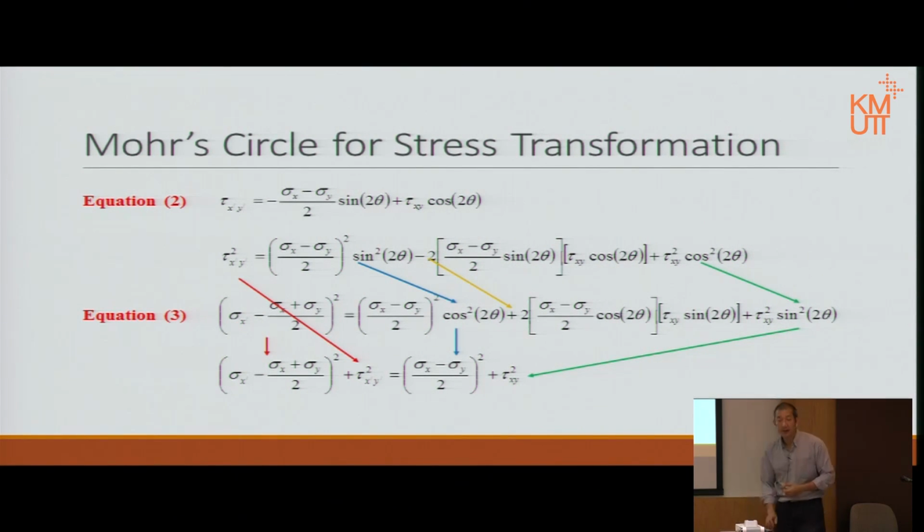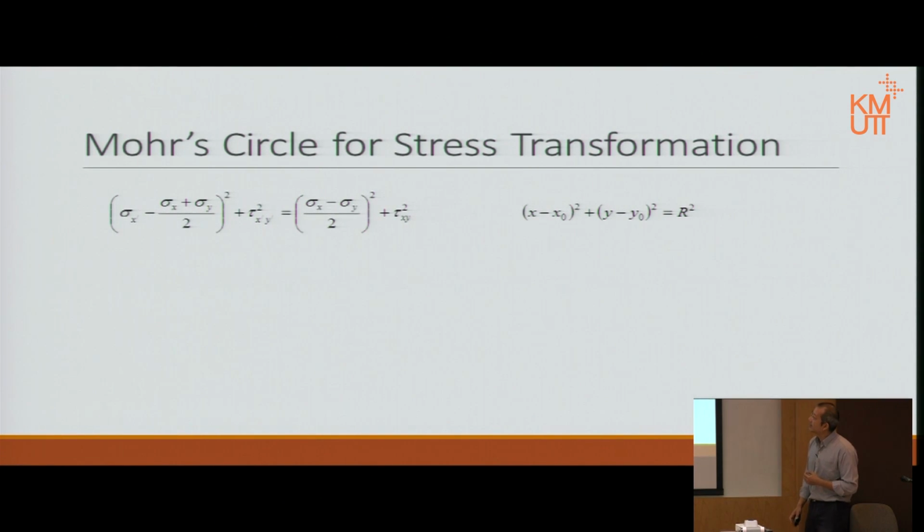So this is in fact, and don't forget, sigma x prime is variable, tau x prime y prime is variable. Sigma x, sigma y constant, tau xy constant. The prime is the one that is variable. Therefore, it can be compared to the circular equation. Y naught is equal to 0, of course.